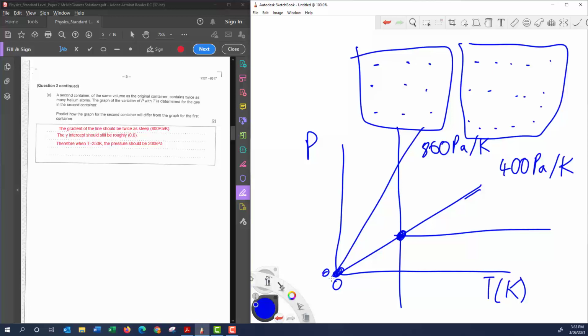And then if I was just to pick a temperature, so when I was at 250 Kelvin, that was my point just as this was coming through here, then rather than being at 100 kilopascals, now I should be at 200 kilopascals. So that was just a point that I chose.